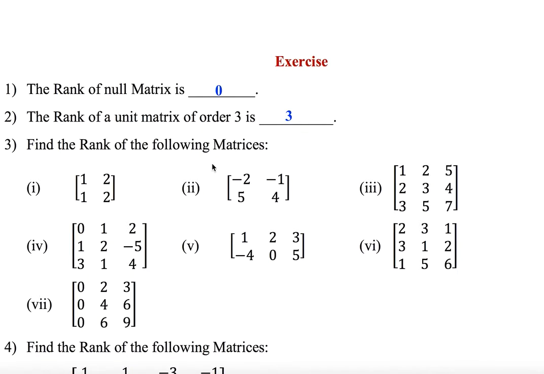Find the rank of the following matrices. See, the rows are the same, so the determinant is going to be 0. So the rank for this matrix will be 1. What about this? Multiply and find the determinant. Minus 8, minus 5, minus 13. So this is full rank, that is 2.